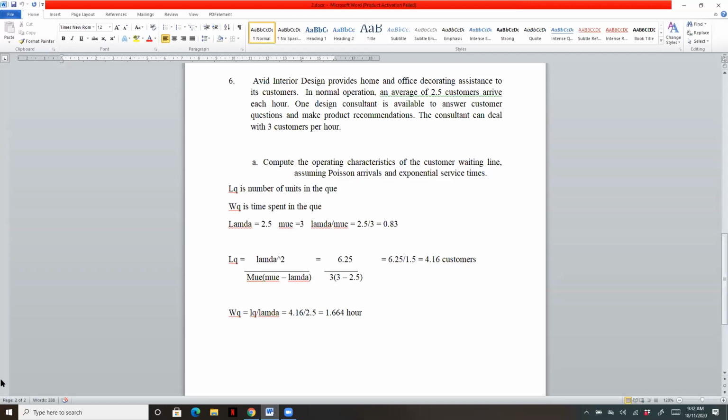All right, good. All right, continue though. Okay, Miss. So first I identified the lambda and the mu, which was lambda was 2.5 and mu was 3. And for LQ, it's lambda squared over mu times mu minus lambda, which is represented here. And I got 4.16 customers. And WQ, which is represented by this formula, LQ over lambda, and I got 1.664 hours.